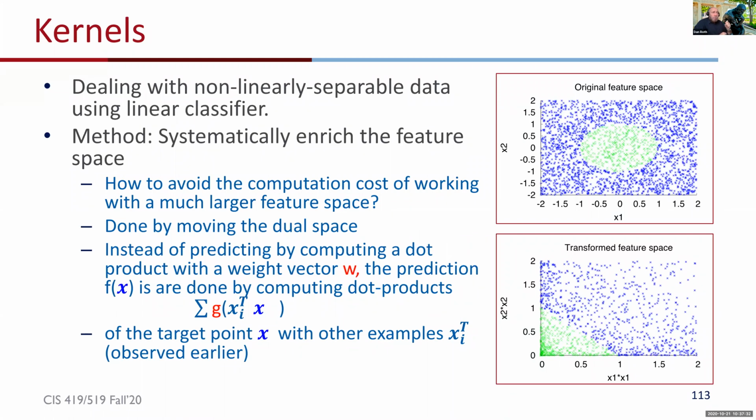instead of predicting by computing a dot product of W, the weight vector, with X, we're going to forget about the notion of W. And the prediction is going to be done by computing the dot product of the target X, the blue one in this slide here, with other X's that I observed previously. That's going to be the whole idea. So we're going to show 2 things. One is that we can do this, that this function f of X, which we used to think about as the dot product of W with X, can actually be expressed as some other function of dot products of the target X with other X's.